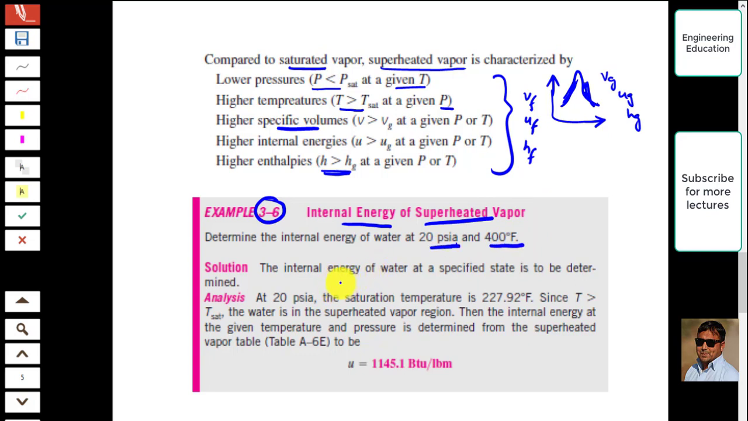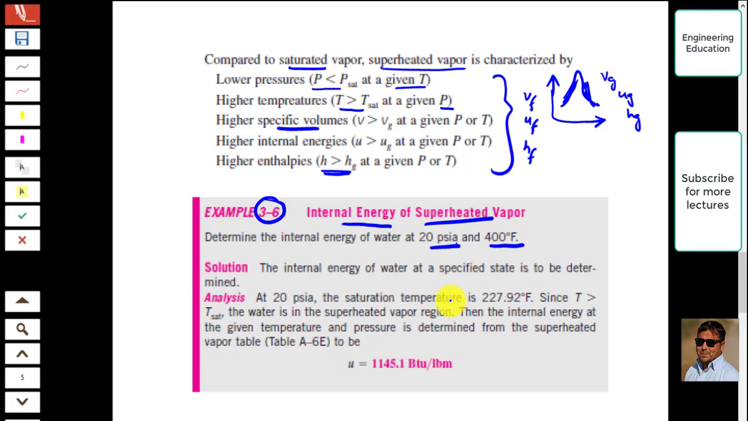So at these conditions, we will use the superheated steam table, in which the temperature is mentioned in degree Fahrenheit and the pressure is mentioned in psi. So this kind of table will be visited to solve the problem.